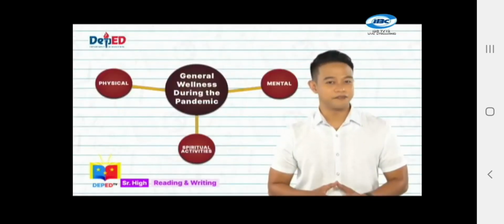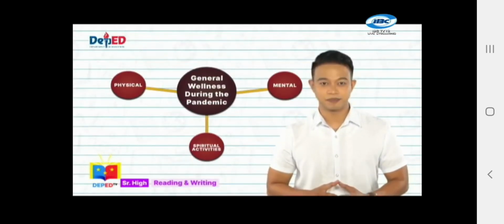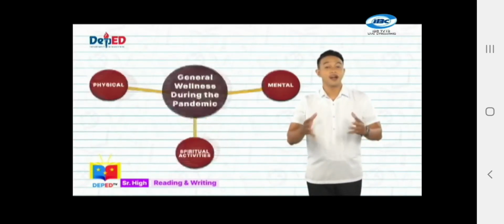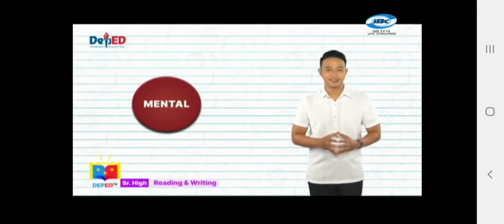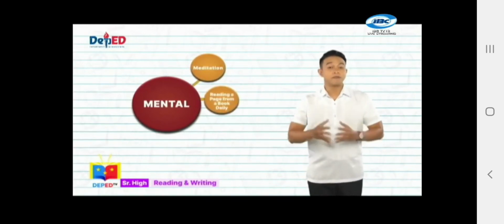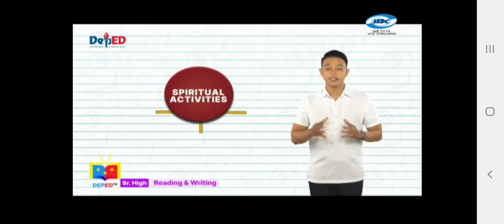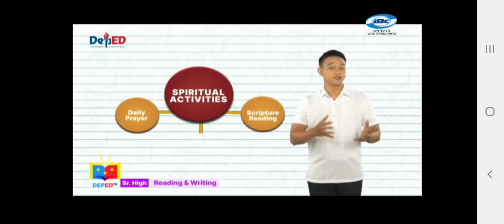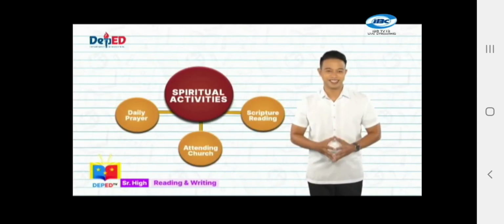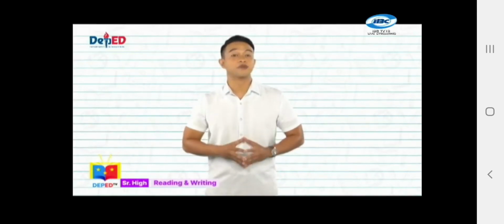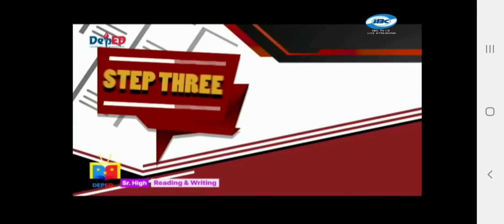Let us now exemplify our other 2 classes. We filled in mental and spiritual activities as well for your convenience. Under mental activities, we listed meditation, reading a page from a book daily, and keeping a journal. Under spiritual activities, we included daily prayer, scripture reading, and attending church. Our mind map looks great. I think we're ready for Step 3.